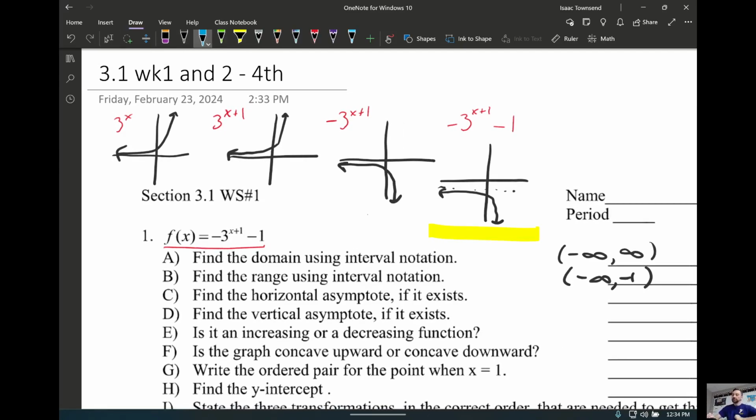Okay, these do have horizontal asymptotes. This one had one at y = 0. You shift it left 1, it's still at y = 0. You flip it over the x-axis, it's still at y = 0. But then we shifted it down 1, so now it's at y = -1.